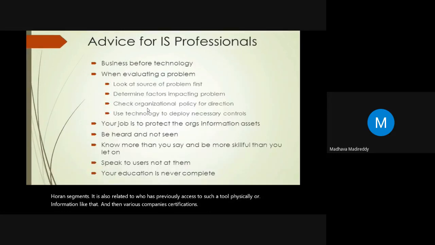So the overall advice to information security professionals is this. They need to put business before technology. They need to understand the business before they talk about the technology. So when evaluating a problem, they have to look at the source of the problem first. Then they need to understand the factors impacting the problem. Then you need to check the organizational policy for the direction and the guidelines. And then they use the technology to deploy the necessary controls.